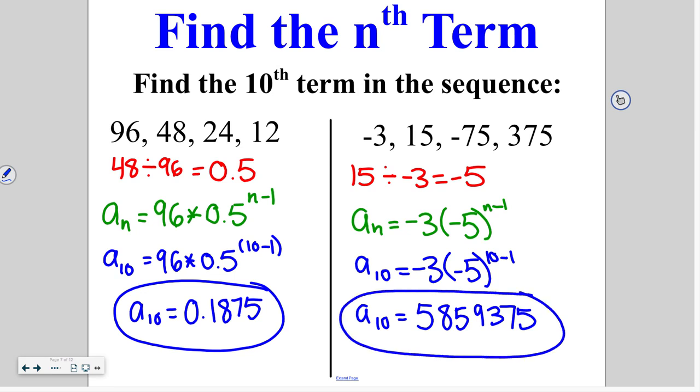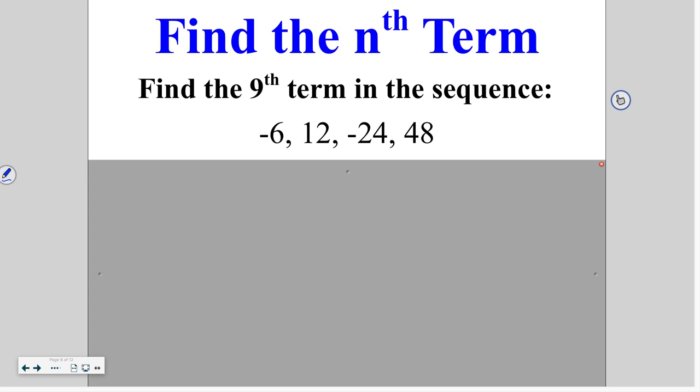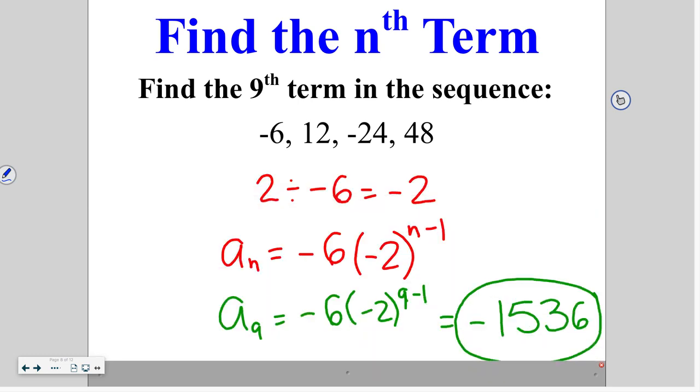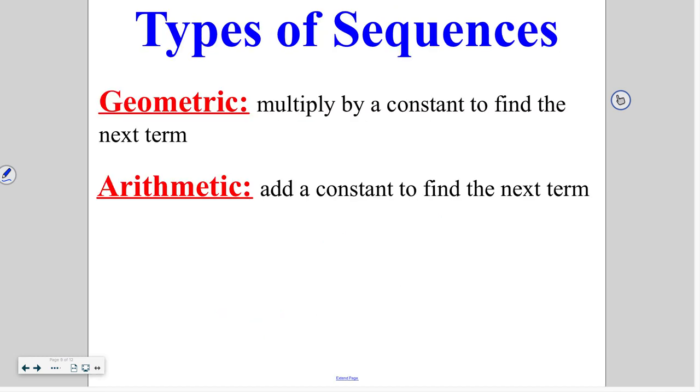So the steps are: find your common ratio, write the a_n equation, and then plug in to find the value you are looking for. Go ahead and try this one on your own, looking for the 9th term in this sequence. So we've got our common ratio of -2, our a_n equation, and then plugging in to find a_9, we get -1,536.